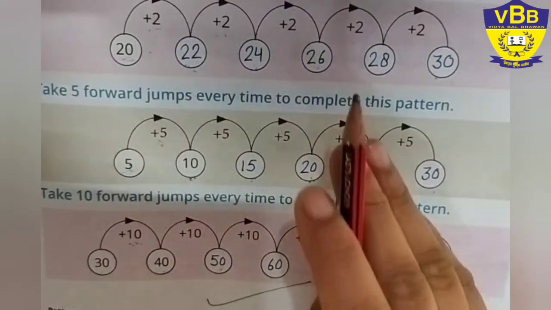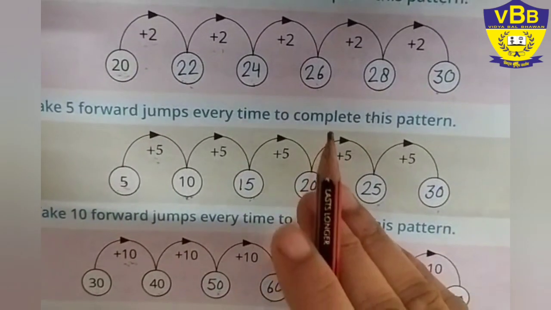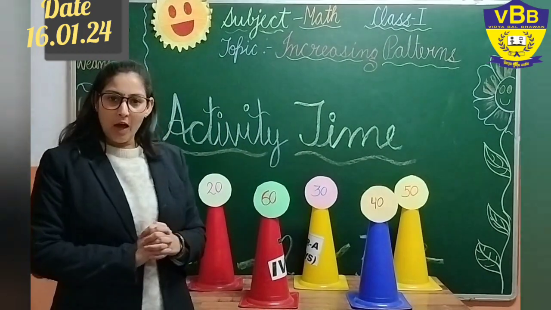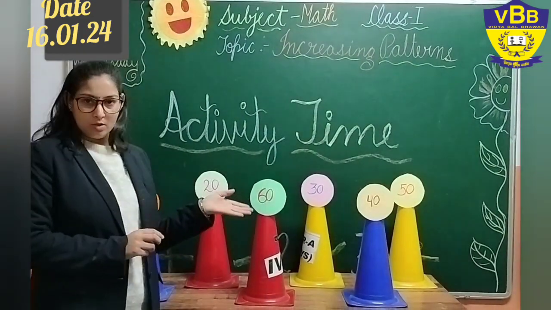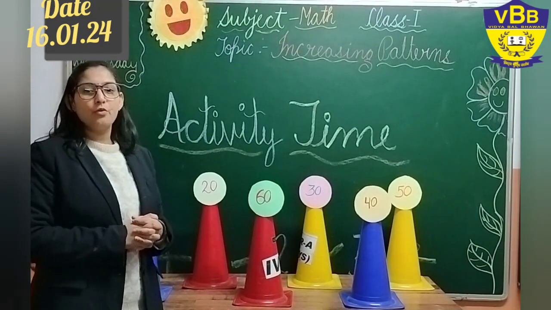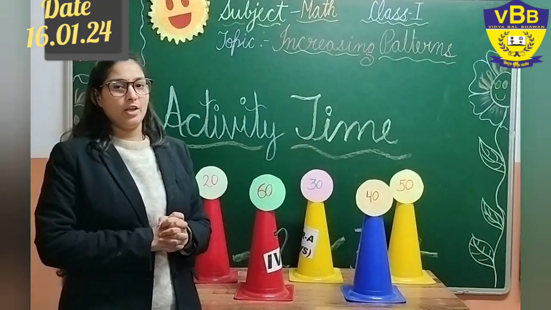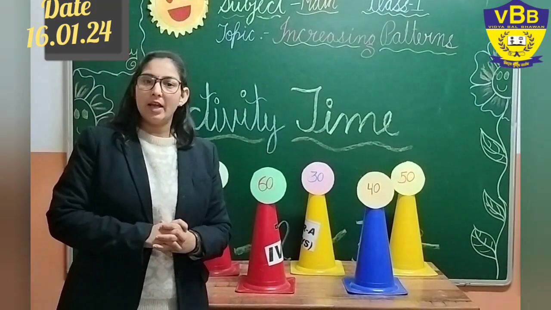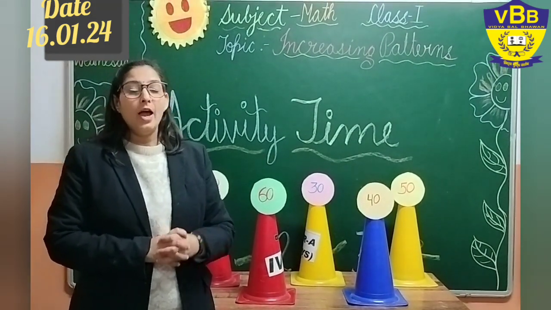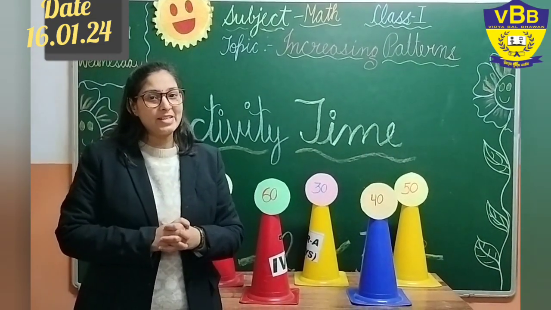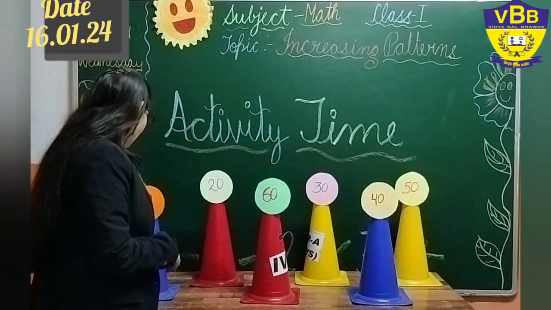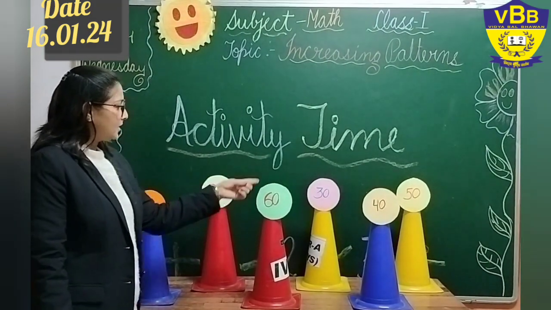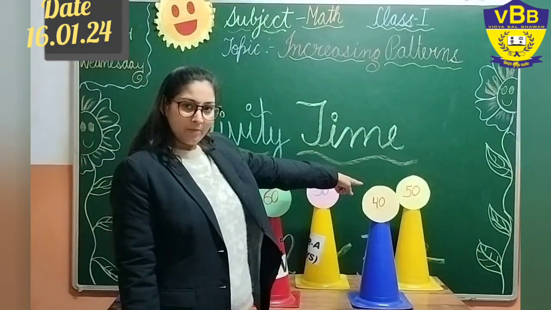Okay. So to make your concept clear, now we are going to do one activity. Yes, now you can see here so many cones. As I told you, we are going to do an activity to tell you how we can arrange the numbers in increasing order and how we can follow the increasing pattern. Now you can see the numbers written on the cones: 10, 20, 60, 30, 40, 50.